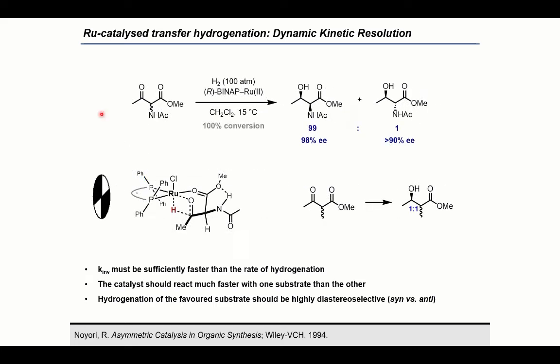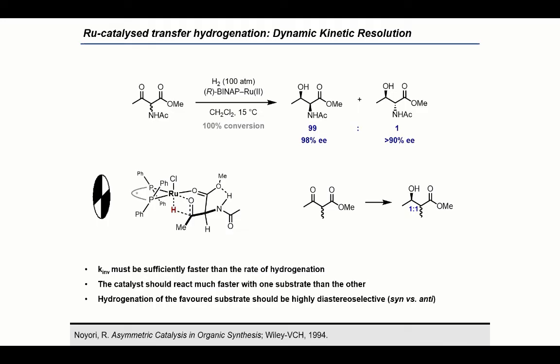This alpha-amino ester can be converted with high stereoselectivity to this diastereomer, leaving behind only a small portion of the anti diastereomer. In both cases, the catalyst directs the hydride to the back face, resulting in the alcohol coming out of the page.